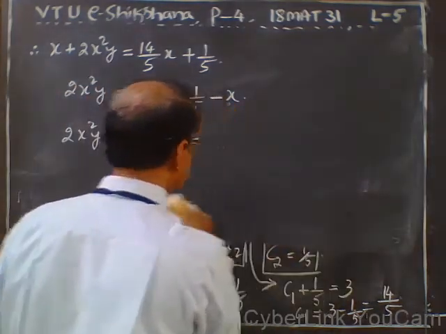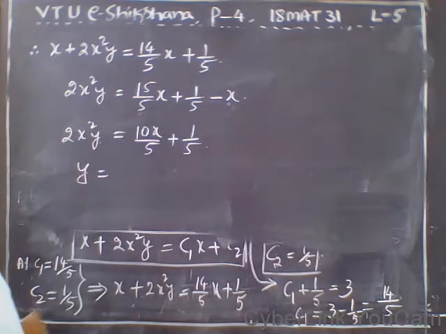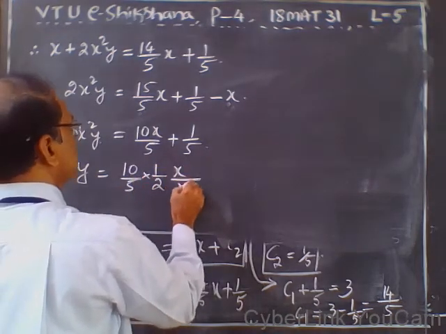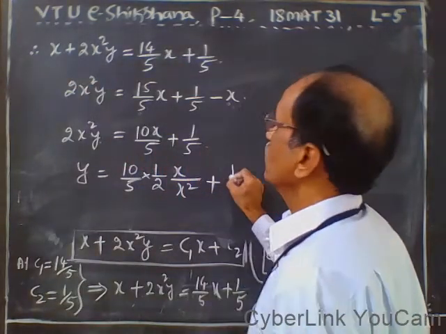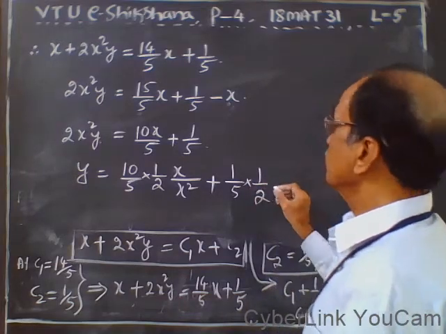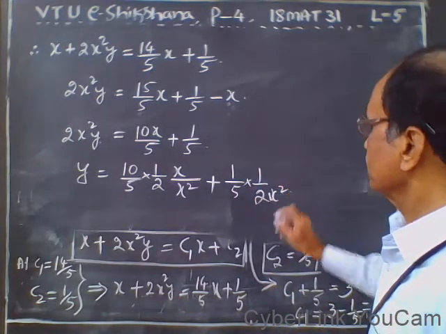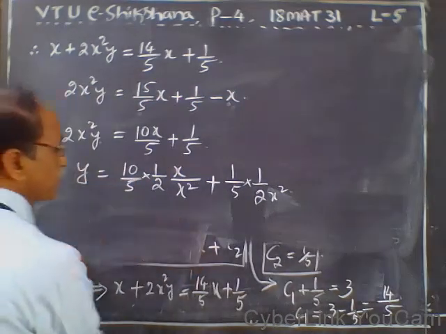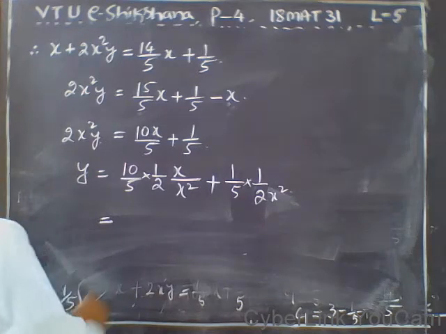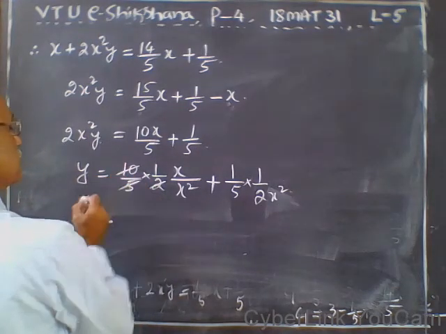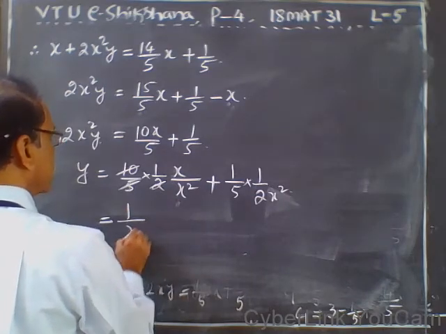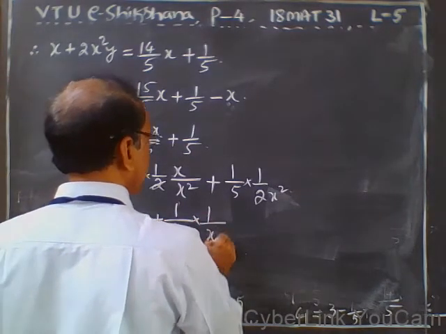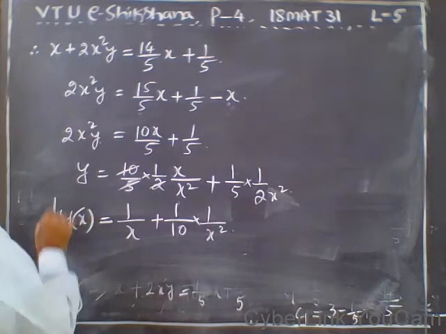So let us simplify finally, keeping only y on the left side. That is y is equal to 10 divided by 5 into 1 by 2 times x divided by x square, plus 1 divided by 5 into 1 divided by 2, with x square in the denominator. The simplification from this last step: 5 2's are 10, this cancels. Therefore x divided by x square means 1 divided by x, plus 1 divided by 10 into 1 by x square. This is y of x, the extremal.